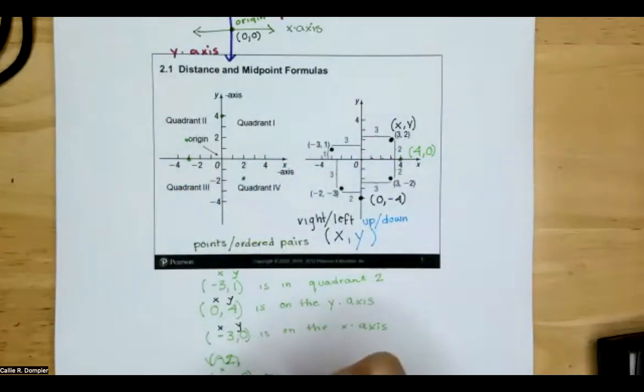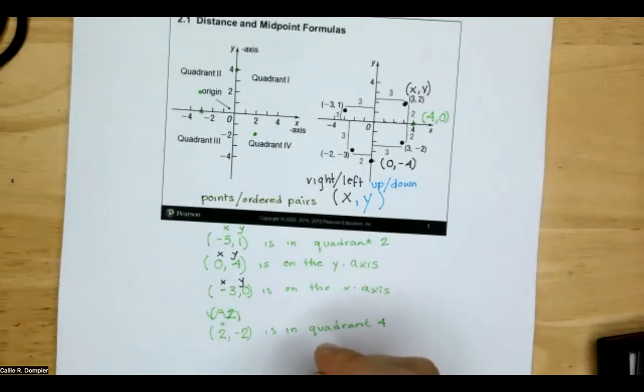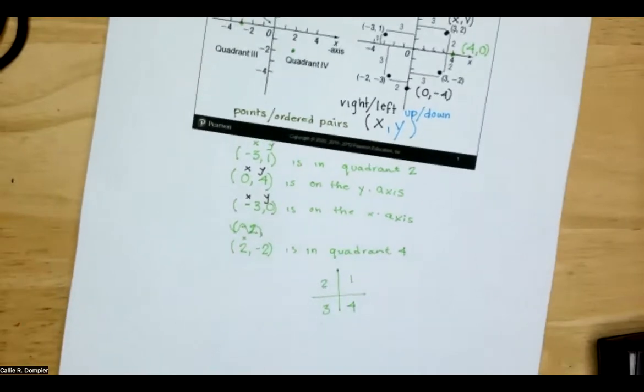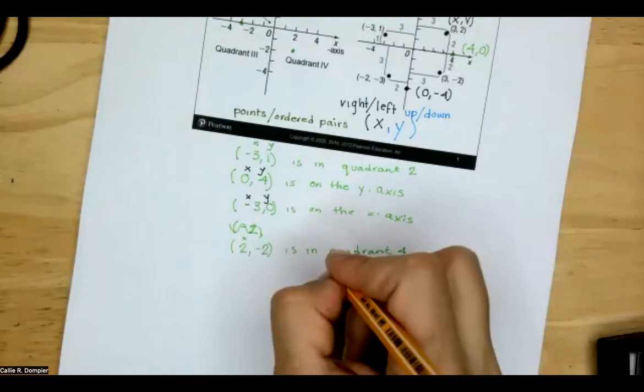I'm in quadrant 4. It's just a good thing to know in general. So yeah, I would just memorize 1, 2, 3, 4. Obviously very important that this is x and that this is y.